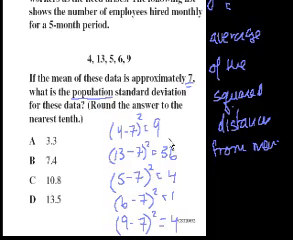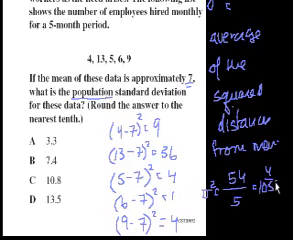It's going to be 9 plus 36 is 45, plus 4 is 49, plus 1 is 50, plus 4 is 54. So it's going to be 54 divided by 1, 2, 3, 4, 5, divided by 5. So the variance is equal to the average of the squared distances. And that's what? 10 and 4/5 is equal to 10.8. So that's the variance.